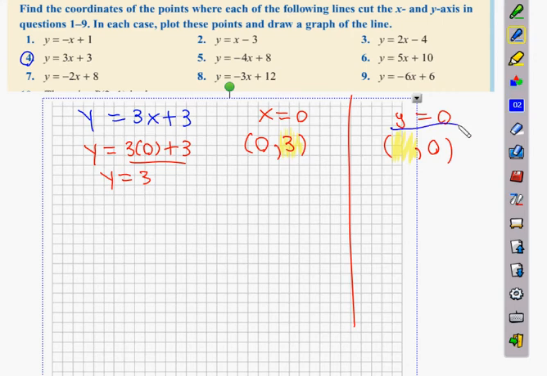What about the next one? What do I do when I say y equals 0? How do I do that? How do I replace? Replace y with 0. 0 equals 3x plus 3. Everybody happy with that? Yeah. Get the x on its own. Minus 3 equals 3x. Are you happy with that?